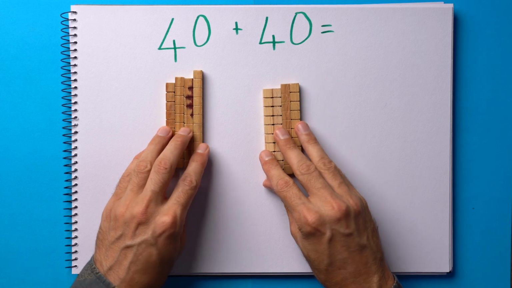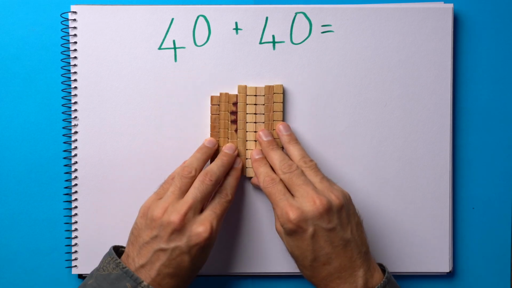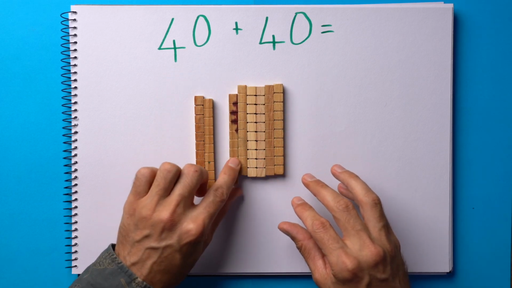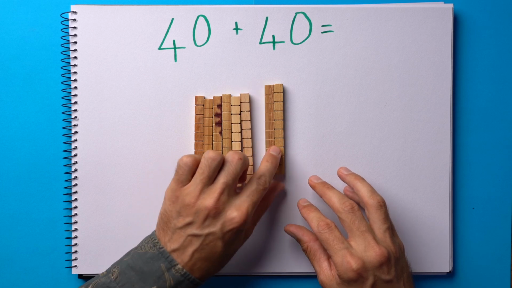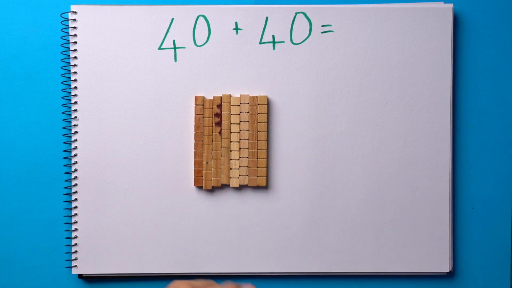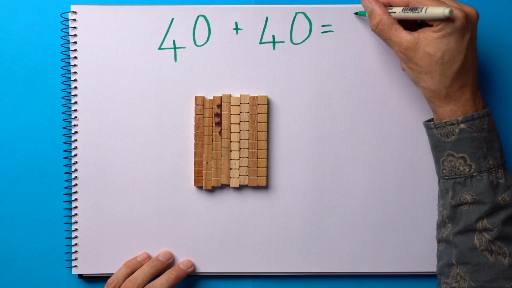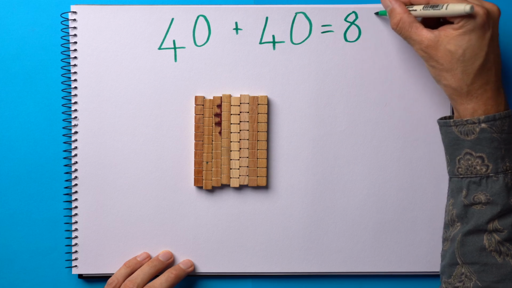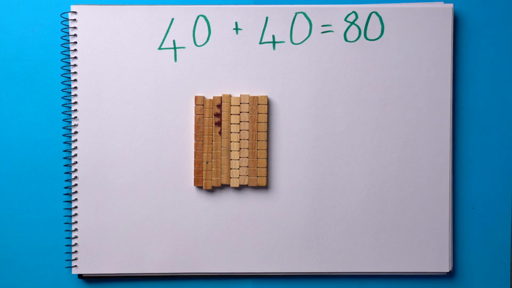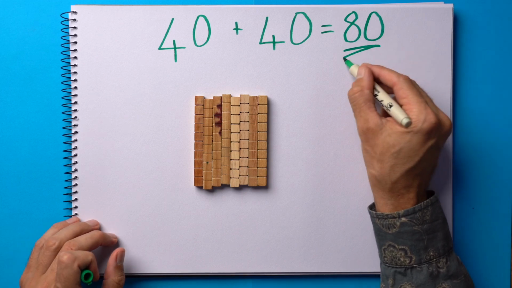Now when we add these up, because we've got 4 tens and 4 tens, we know 4 plus 4 is 8. So we have 8 tens. 1, 2, 3, 4, 5, 6, 7, 8. And we can write our answer 8 tens and 0 ones. Otherwise known as the number 80.